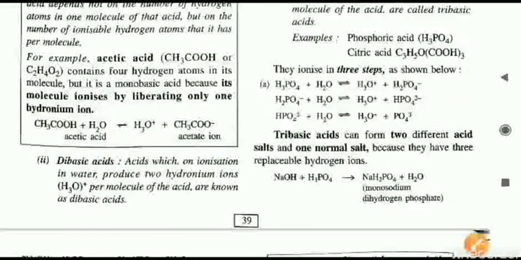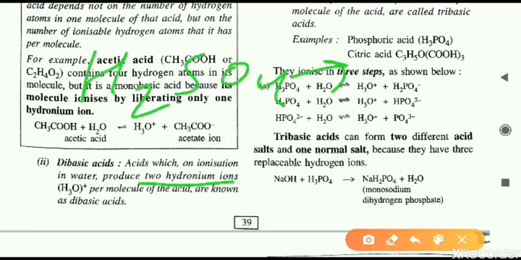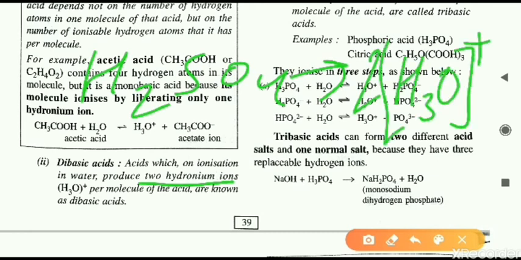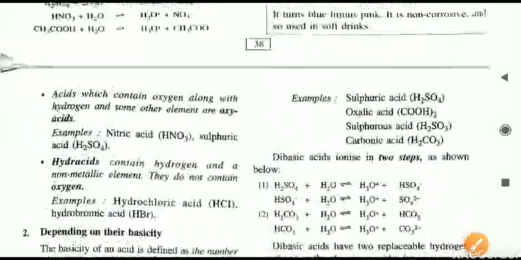The next one is dibasic acid. The dibasic acids are the ones which produce two hydronium ions. One molecule of acid dissolved in water will give us two hydronium ions. For example, we can see sulfuric acid. It will give us two hydronium ions. So that is why it is called a dibasic acid. How is it giving? You can see here the steps are given.